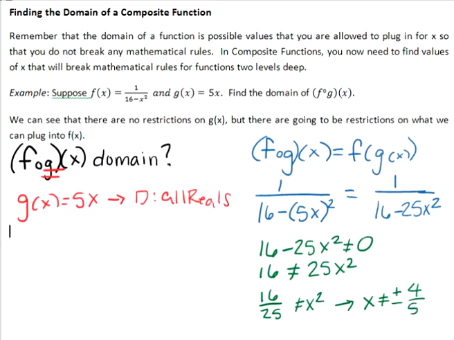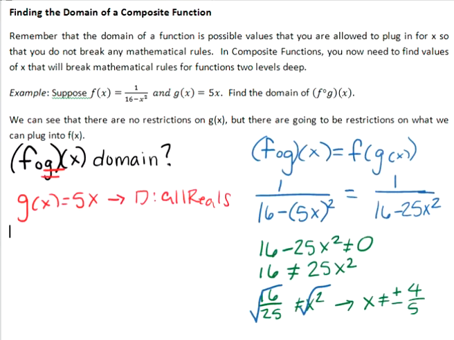When you're taking the square root of a fraction, you can take the square root of both the numerator and the denominator separately. Square root of 16 was 4. Square root of 25 is 5. And then we get the fraction there. And don't forget your plus or minus.